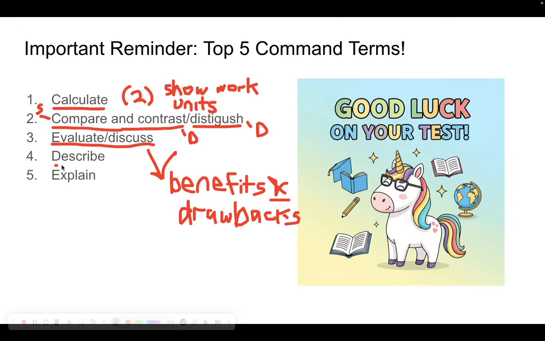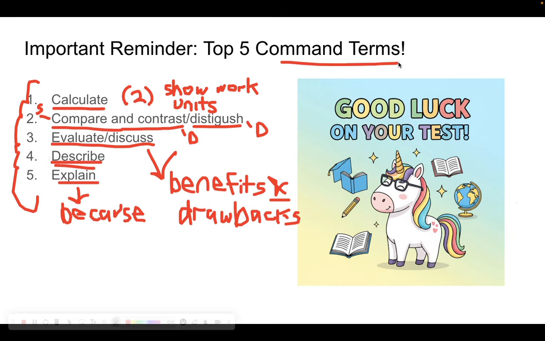Describe is great because that's just list steps or give a chain of information about a topic. And explain, you want to use that word because, because you want to give the reasons why things are related or important. So since this whole exam is writing, make sure that you are paying attention to the things that they're asking you to write about. These command terms are important. Spend 5 minutes going over them before you walk into your IB exams. And good luck on your test.